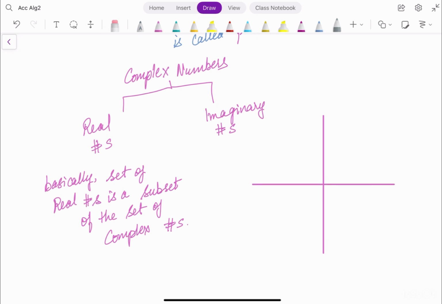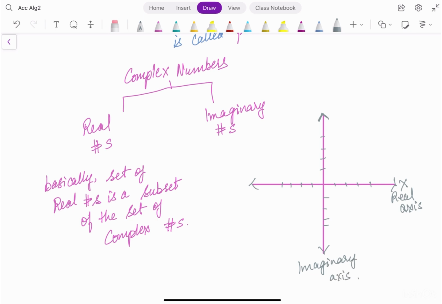Okay, how to represent it on a number line? Its graph can be graphed on a complex plane. On the complex plane, the horizontal axis is nothing but the real axis. That means the x-axis is considered as the real axis. Now then, what is your imaginary axis? The imaginary axis is the vertical axis, or the y-axis is considered as the imaginary axis in the complex plane.